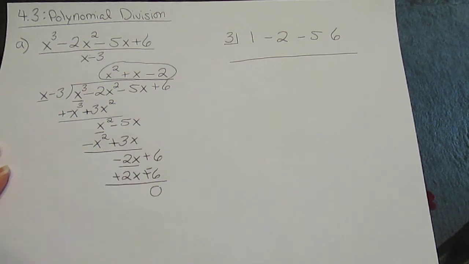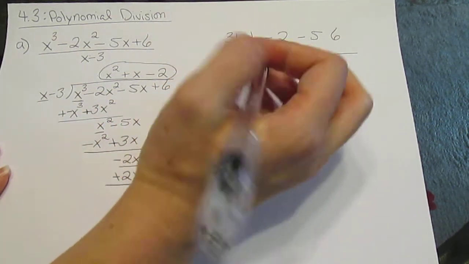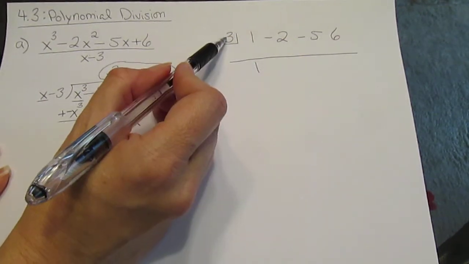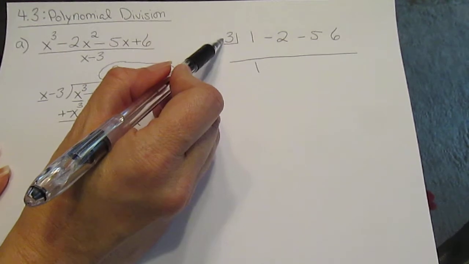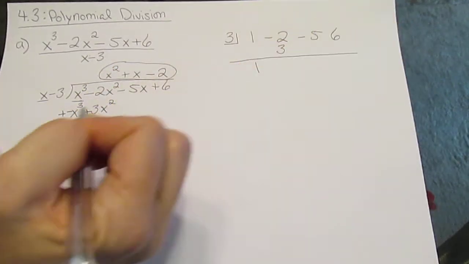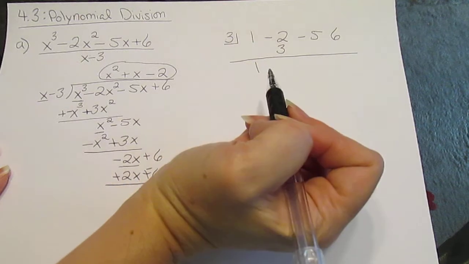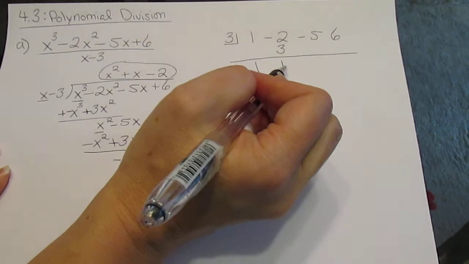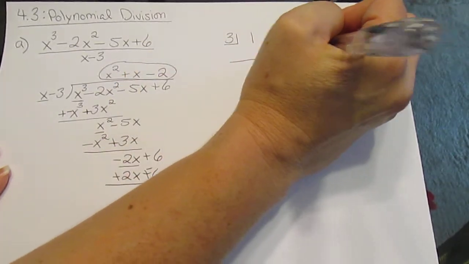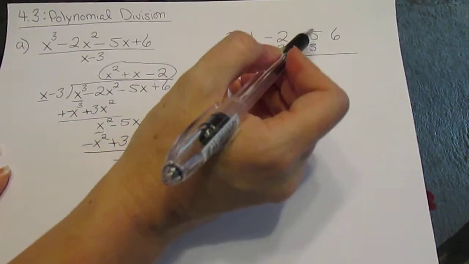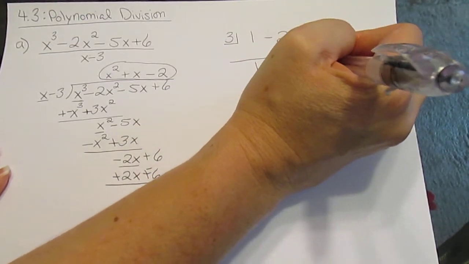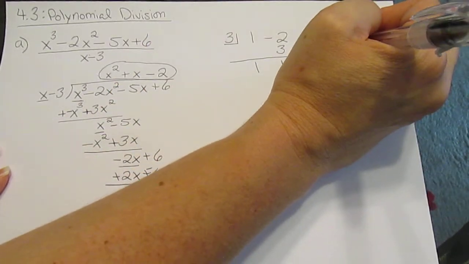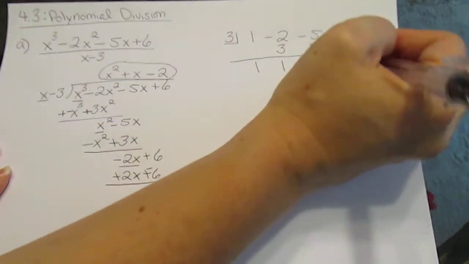Okay, and then you start this one off by bringing down the first coefficient, and then you're going to multiply it times the number in the box. So 1 times 3 is 3, and then add your column. So I get 1. 1 times 3 is 3. Add your column, -2. -2 times 3 is -6. Add your column.